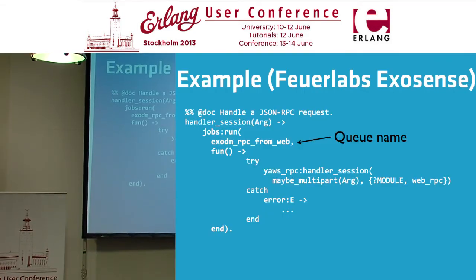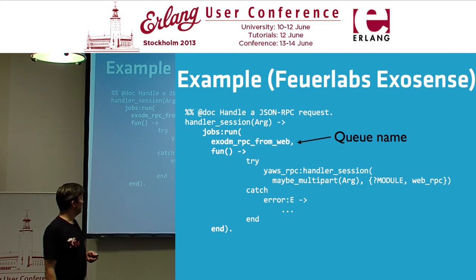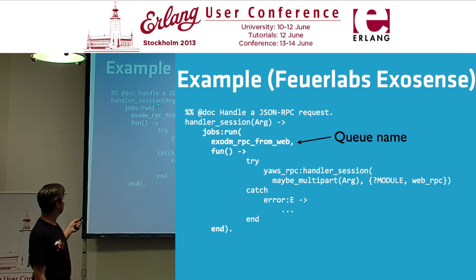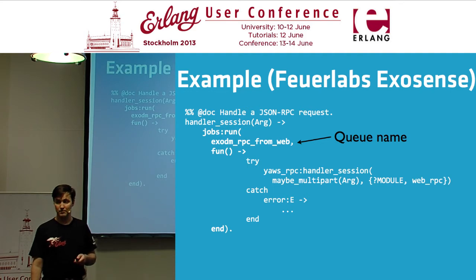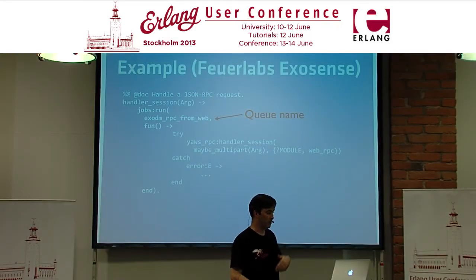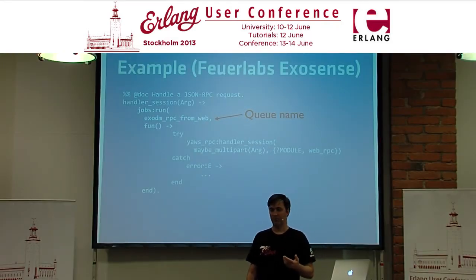So just to show you some live code, I took this slightly simplified from our system, where we're actually getting a JSON RPC request, and we have a queue that tells us that this is an RPC from the web, and then we run this function. We call the YAWS RPC handler session. And this gives us load regulation. And then it's a matter of configuration what parameters we set on this queue. But so you identify the entry points in your code where you're actually committing to doing some work, and then you just name a queue and you're done.